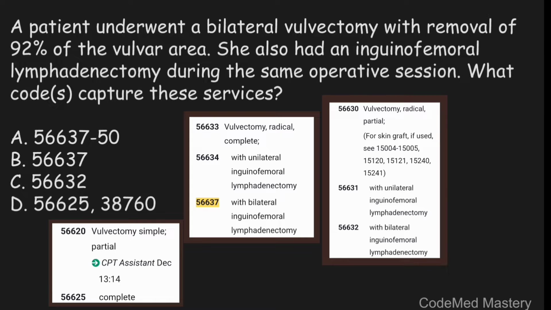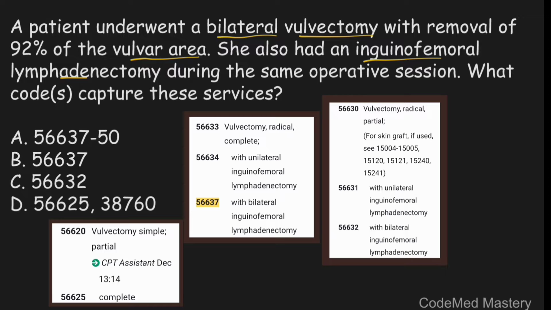Now let us check the main terms in the question. In the question, they have given a patient underwent a bilateral vulvectomy with removal of 92% of the vulvar area. She also had an inguinofemoral lymphadenectomy during the same operative session. So what codes capture these services? So which among these three codes is the right one? The right code is 56637, that is vulvectomy radical complete with bilateral inguinofemoral lymphadenectomy.